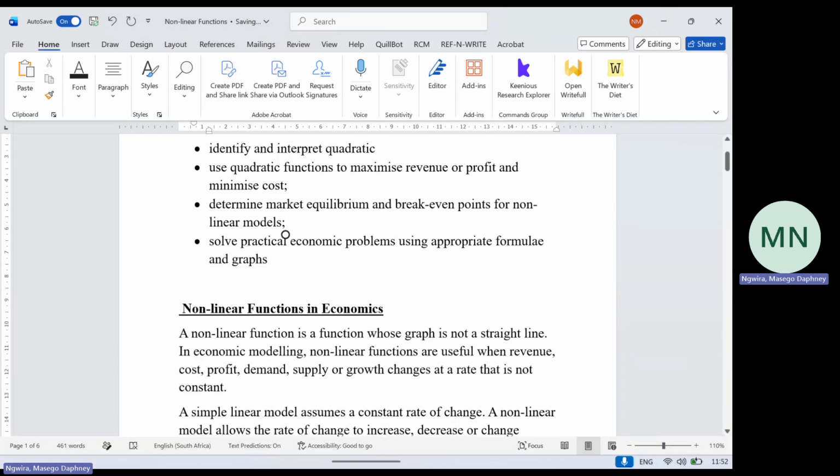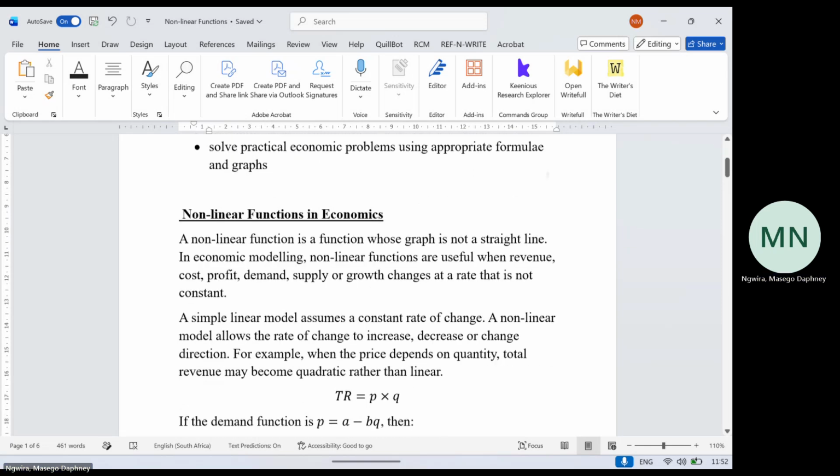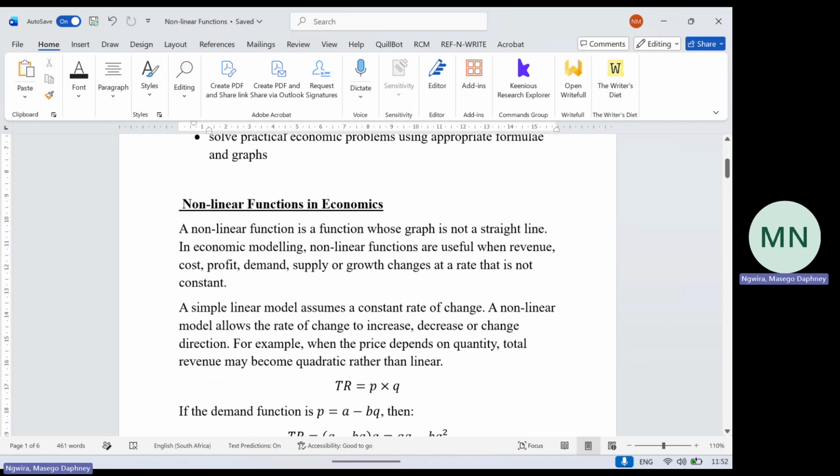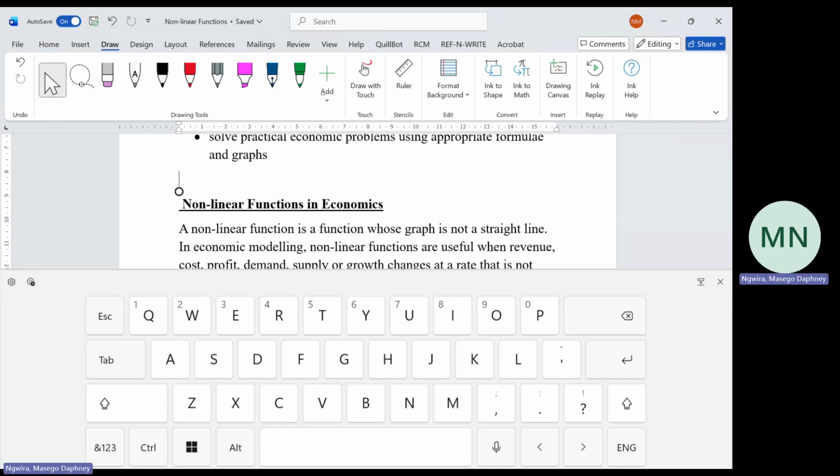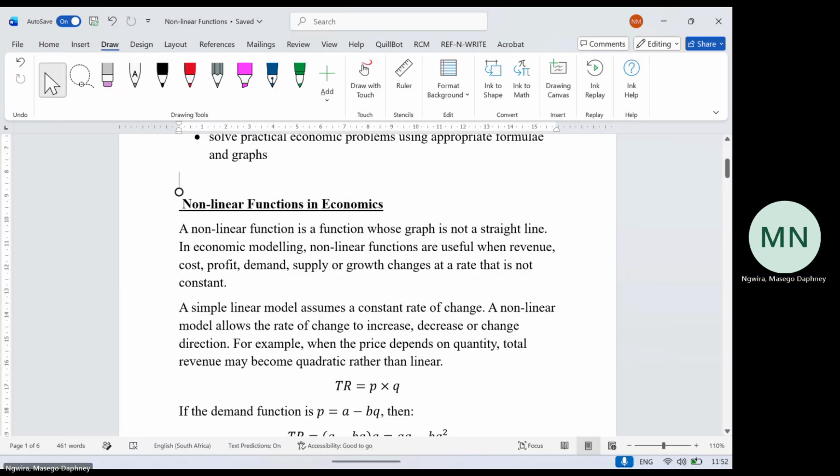All right. Nonlinear functions in economics. A nonlinear function is a function whose graph is not linear, it's not a straight line. In economic modeling, nonlinear functions are useful when revenue, cost, profit, demand, supply, or growth changes at a rate that is not constant.